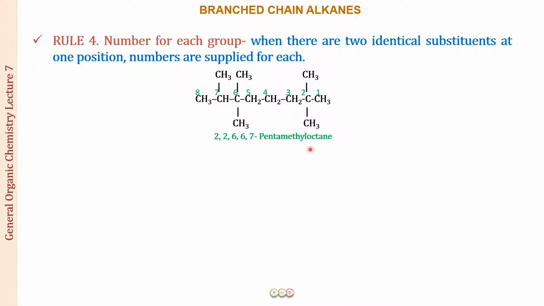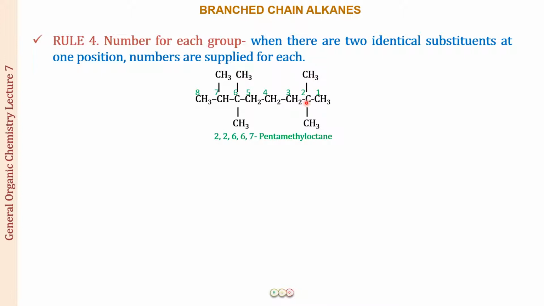So we have octane. There are 5 methyl groups, so we have to put a prefix before the methyl, that is going to be penta. So this becomes pentamethyl octane, right? And now what this rule says is that you have to give a number to each substituent.